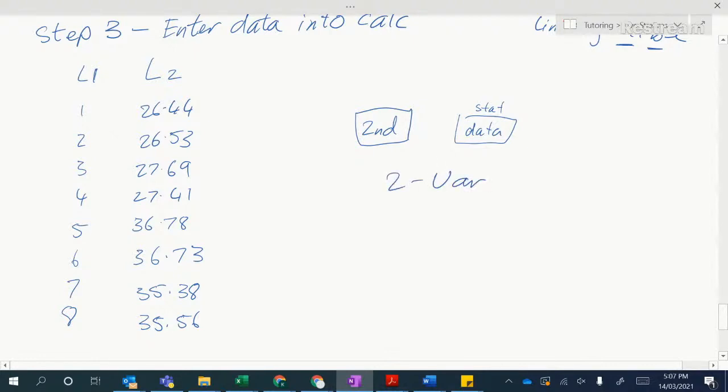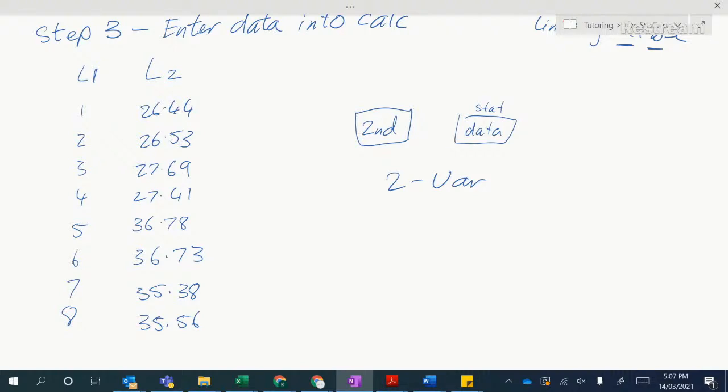That stands for 2 variables, because we are doing bivariate data analysis. We did do univariate data analysis in year 11. It was unit 2, topic 3. But now we are doing 2var bivariate data analysis. So you want to choose that one there.